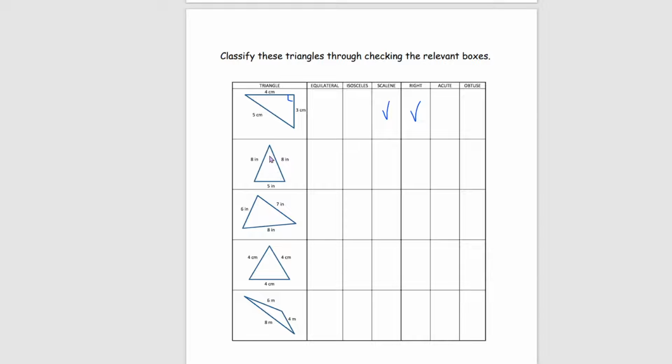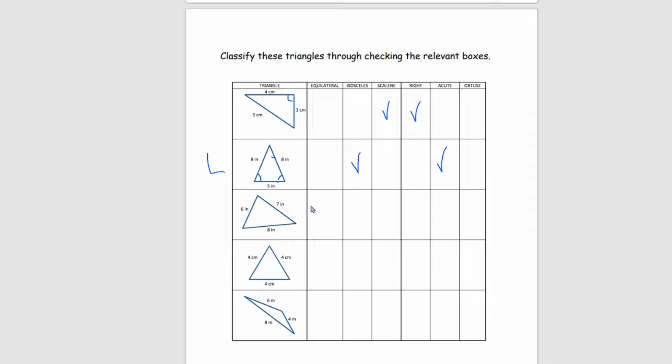For the second triangle, we can see that two sides are equal, so we can identify it as isosceles. And we can see that all angles are less than 90 degrees, because 90 degrees, as you know, is a straight corner like this. So we know that it is an acute triangle.